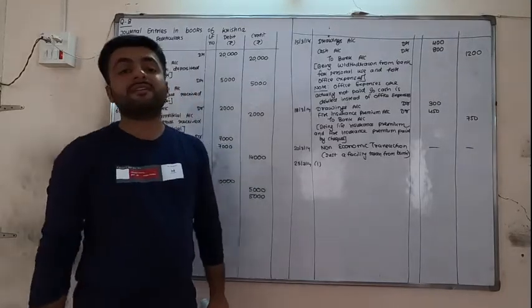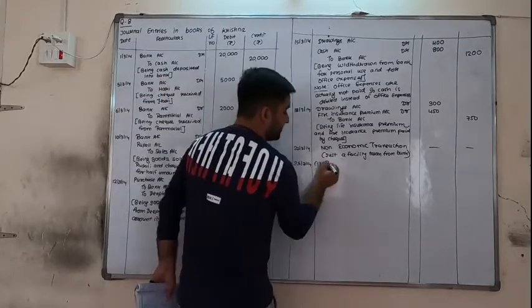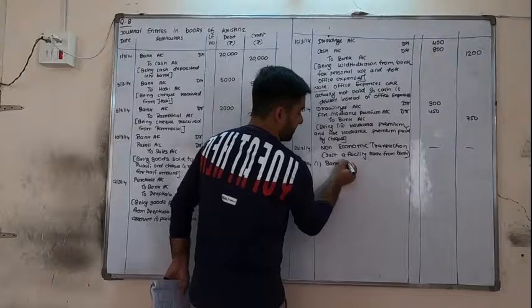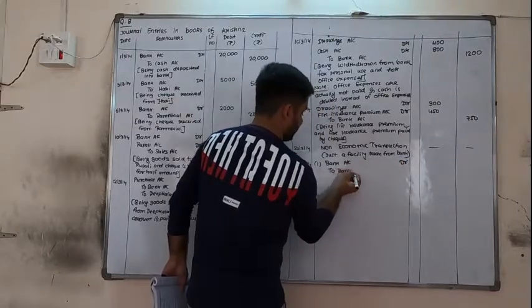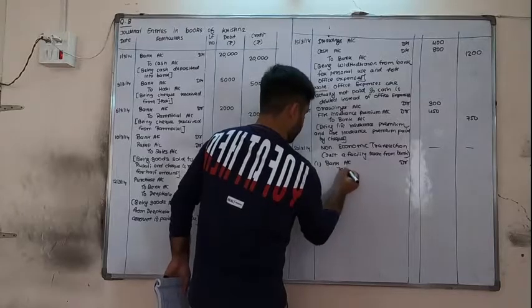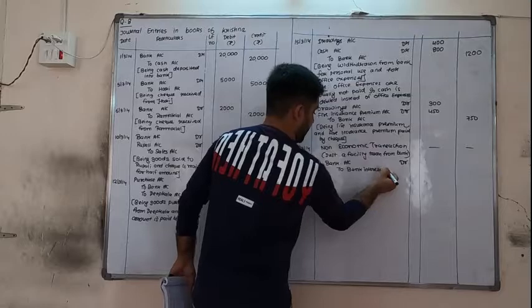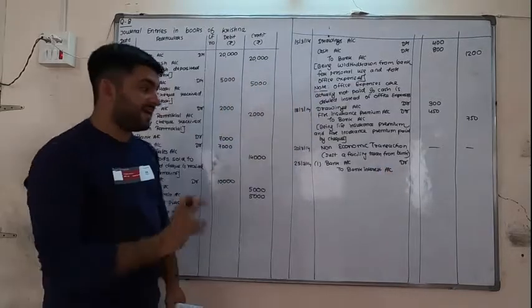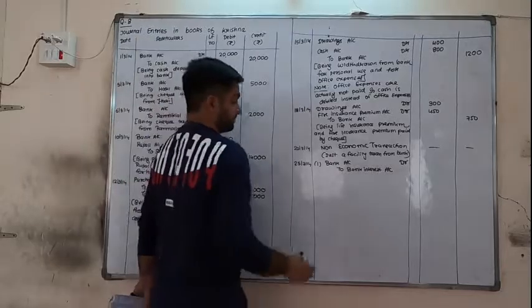So here bank is crediting bank interest. So bank is crediting, so here bank is to be debited. If you remember like this, then also it is okay. Bank account debit to bank interest account. Or you remember bank interest is income, so it is credited and bank should be debited.